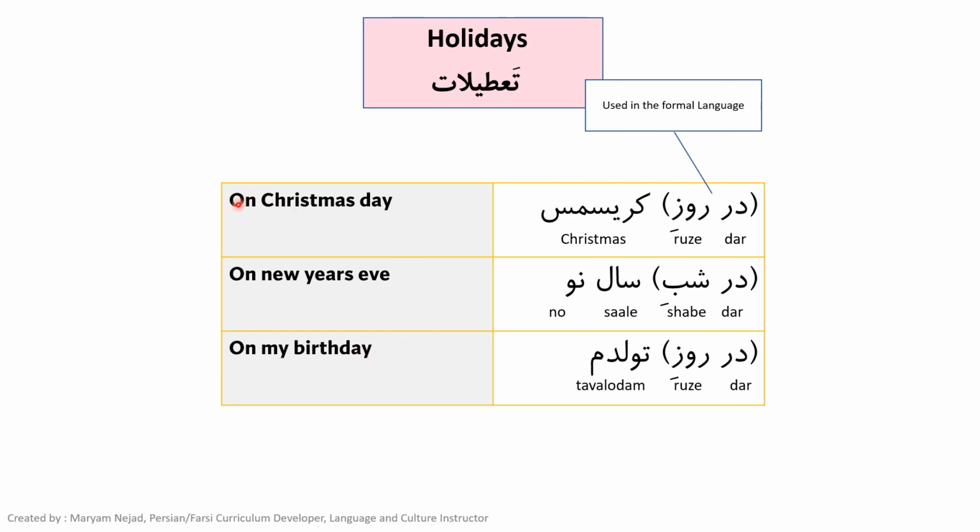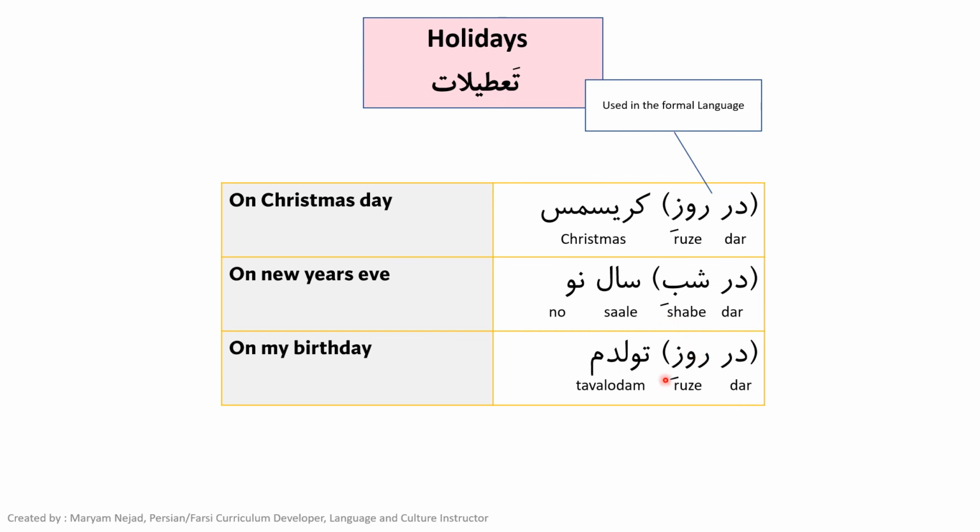All right, so in English, the preposition "on" is used. In Farsi, again, in the formal language, dar is used. And then we also add a ruz or shab to it to make it a little bit more specific, which in English also you say on, it is common also to say on Christmas Day, right? So, dar ruz Christmas. On New Year's Eve, dar shab sal no. On my birthday, در روز تولدم.